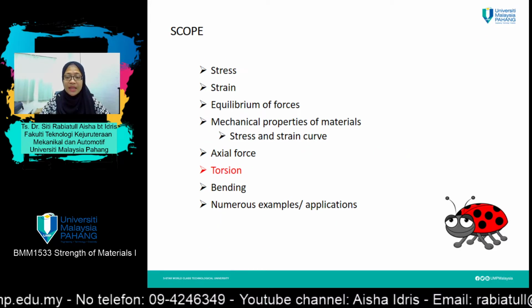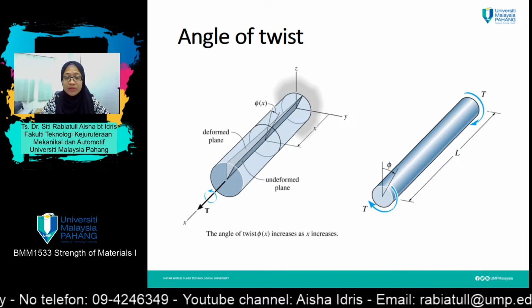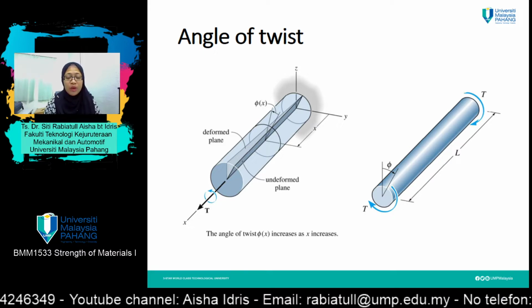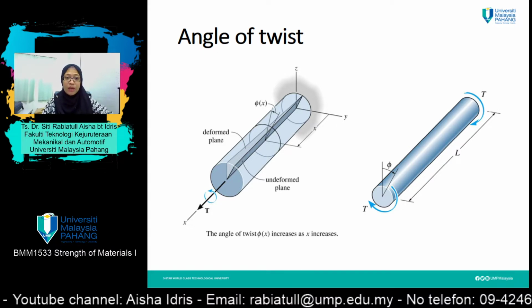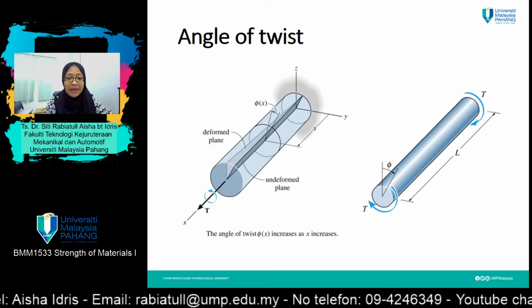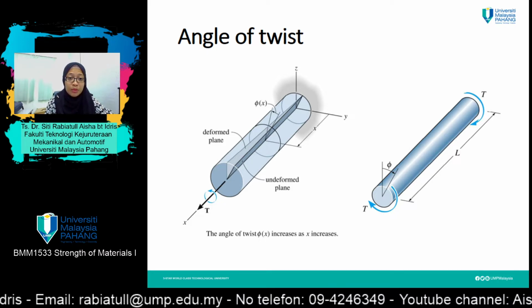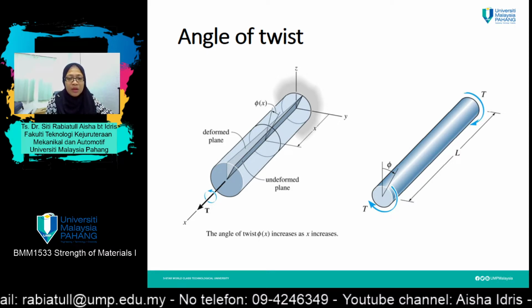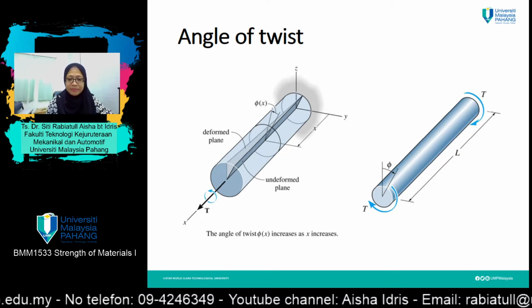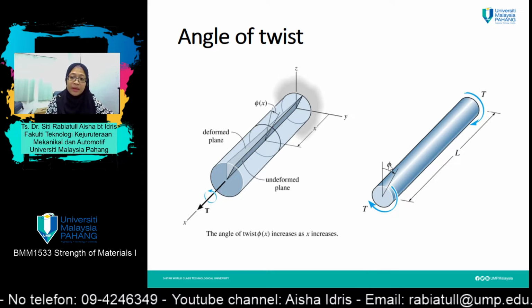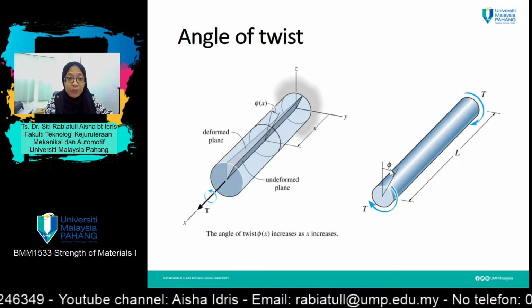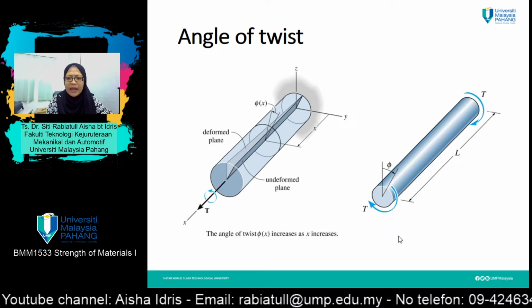So basically this lecture is a continuation from lecture number 7. In the previous lecture, we learned how to calculate the value of shear stress due to torsion. Since the shaft will be twisted due to torque loading, it will have an angle known as the angle of twist. If you refer to this figure, the symbol phi represents the angle of twist.